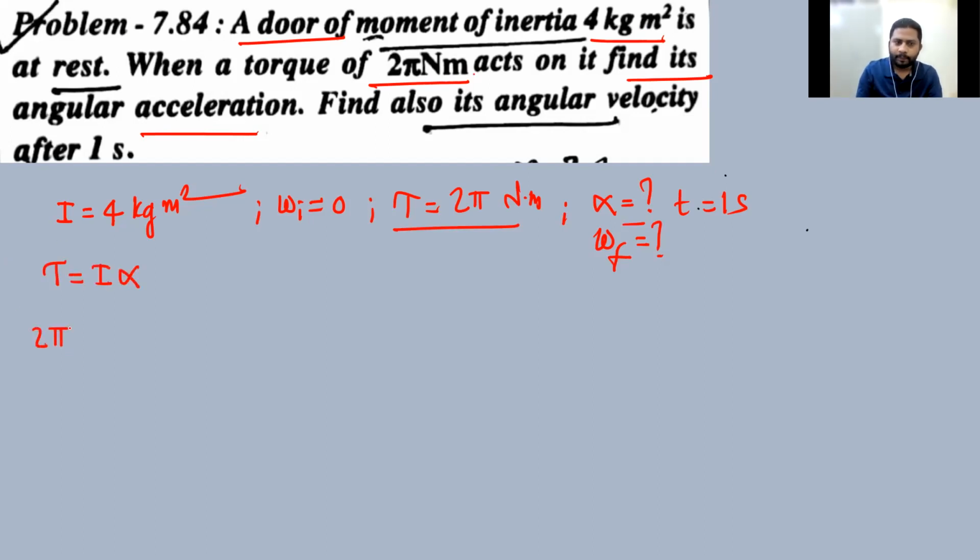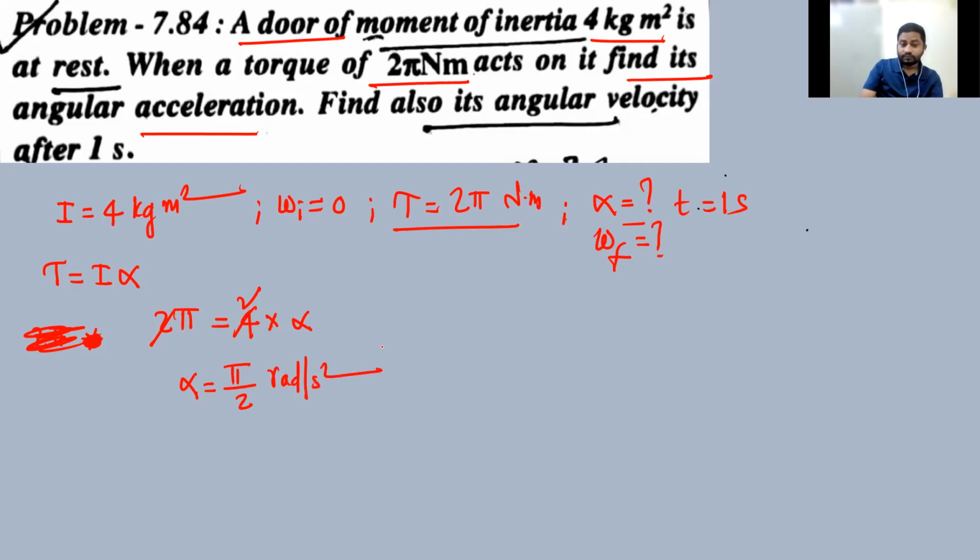Torque is 2 pi, so 2 pi is equal to I, which is 4, into alpha. So alpha is equal to pi by 2 radian per second square. Okay, that's alpha.